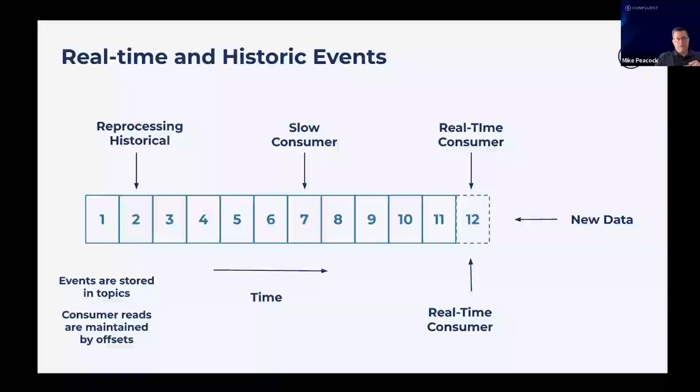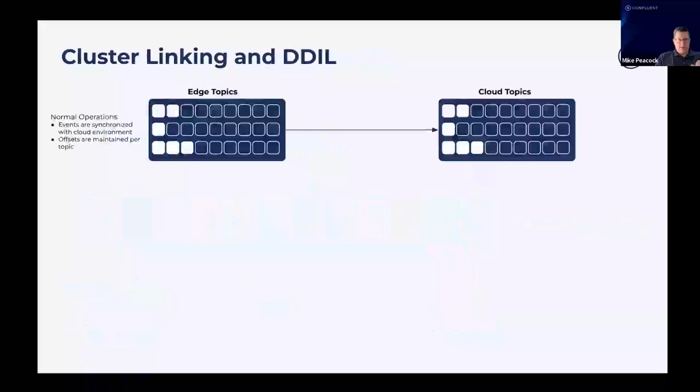What's critical with this, and how it becomes a really decoupled approach, is that each of these consumers has an offset associated with it. That offset is maintained independently for each consumer. So you can have something like a slow consumer not impacting a real-time consumer. And this becomes super critical with something like cluster linking that resides on top of this. I'll get into it here.